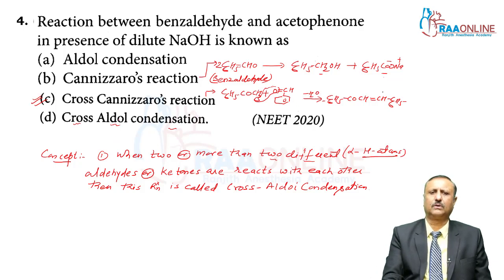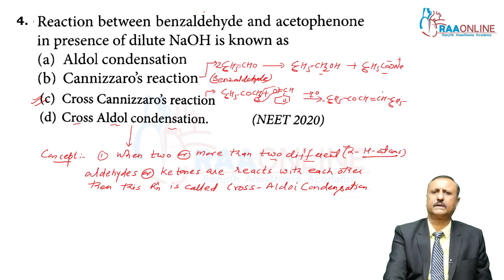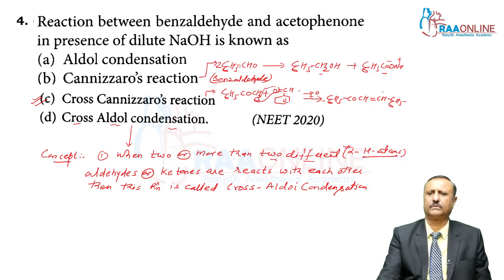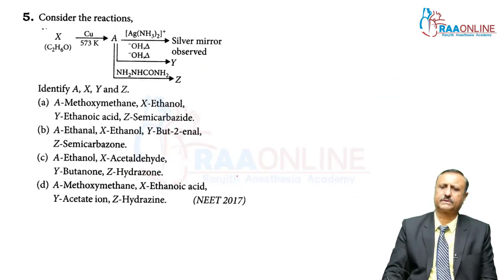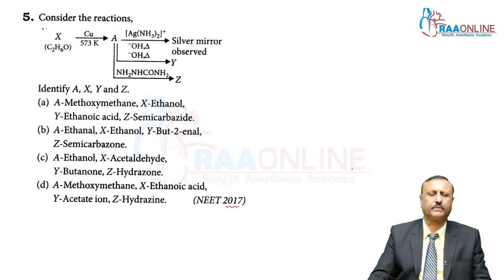In cross aldol condensation, alpha hydrogen atom is present. These are the 4 reactions, but in this case, benzaldehyde and acetophenone, alpha hydrogen atom is present in acetophenone, but in benzaldehyde alpha hydrogen is absent. That's why it is called cross Cannizzaro reaction. We can go to the 5th reaction. Here, my dear students, we can see question number 5.